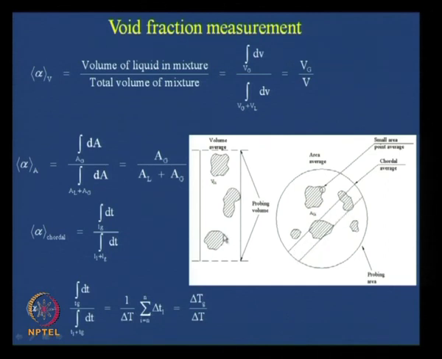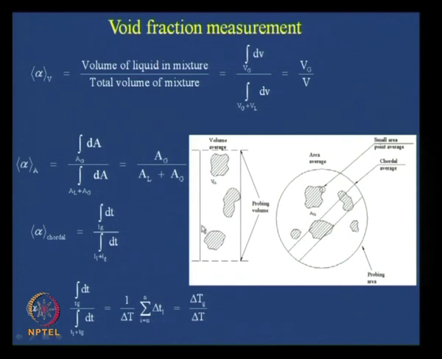Now, there are certain times where we would like to have an idea of the point average, or the void fraction at a point. As I have already mentioned long back during our introductory lecture, the point average void fraction has no meaning, because the void fraction at a point will either be 1 or 0.